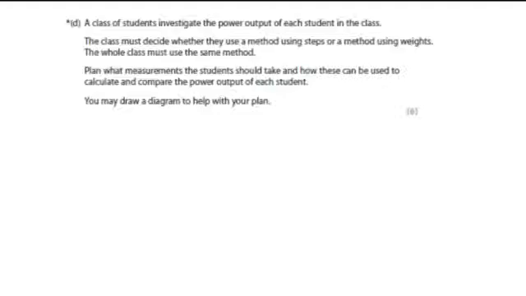Now, it's obviously testing the ideas of work done and power, but it's also trying to test your ideas of how to make your experiment valid, what readings you would take, and also how to make your experiment reliable. For example, how accurately, what apparatus you'd use to take those results. So it's kind of a core practical question too.